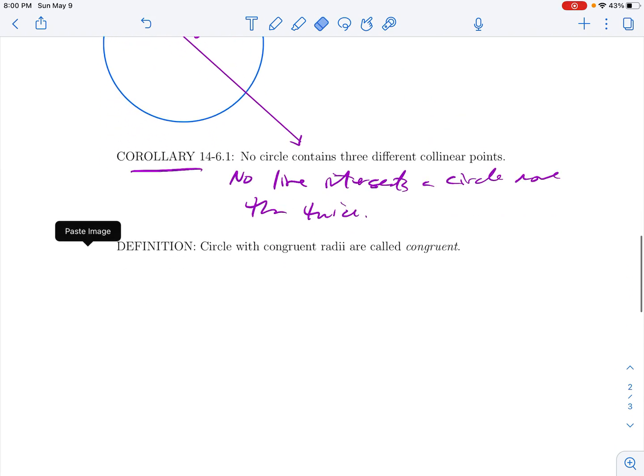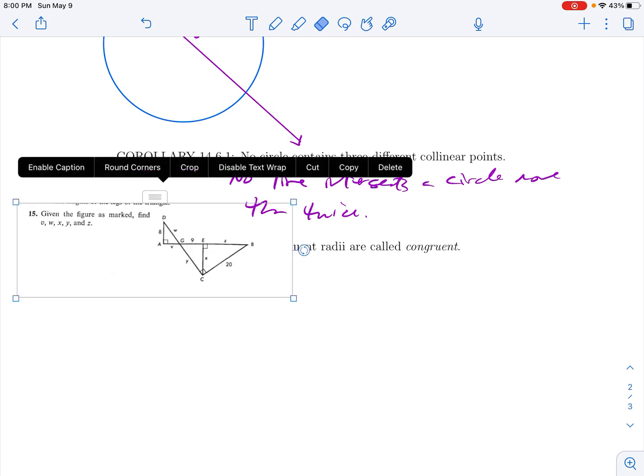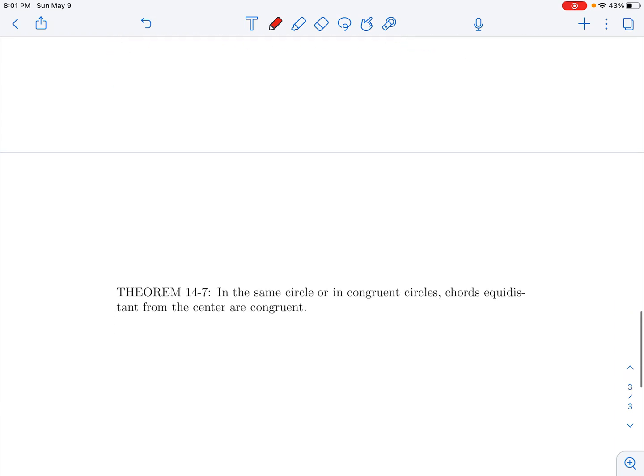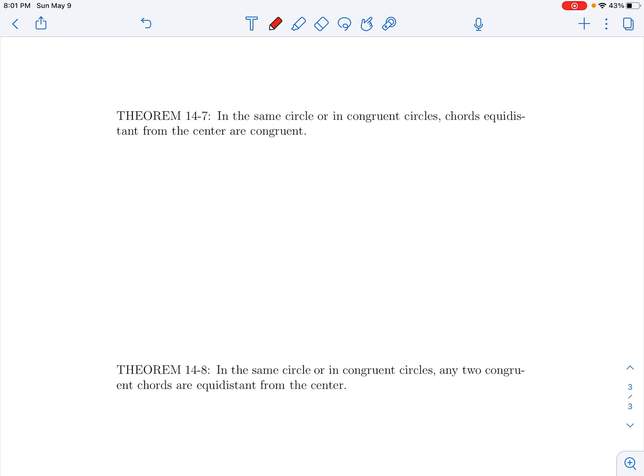Quick definition, which you would probably assume. If we use the word congruent to describe circles, we mean circles with congruent radii. So they're circles that are exactly the same size, and we measure the size of a circle using a radius. So a couple more theorems here.